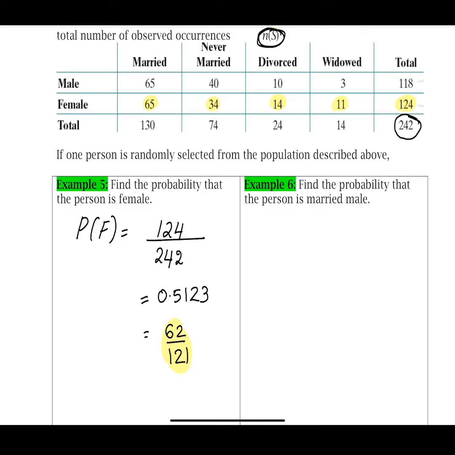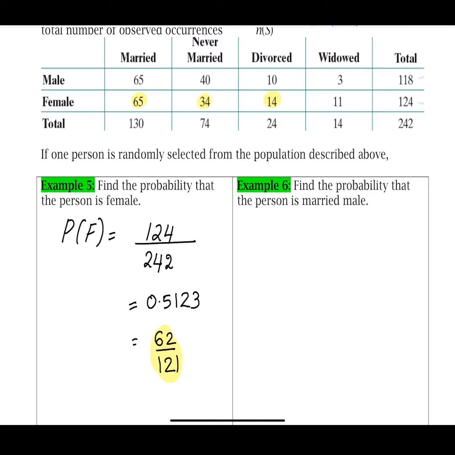Now let's look at the next one. Find the probability that the person is a married male. Find the probability the person is married and is male. I start with my sample size always. So how many people do I have? 242. Out of them, how many are married men?